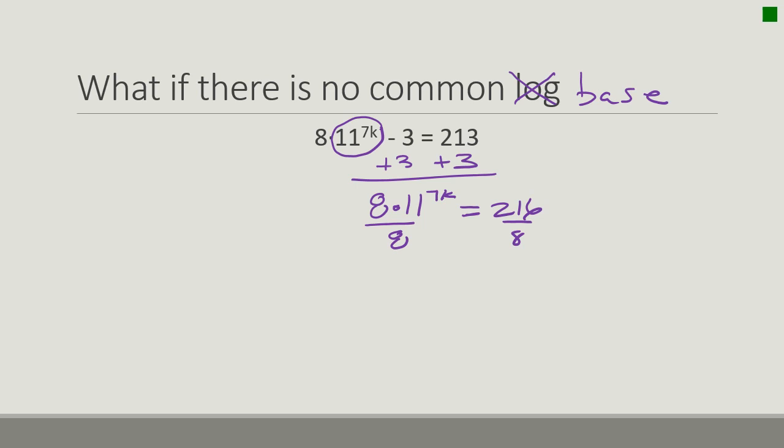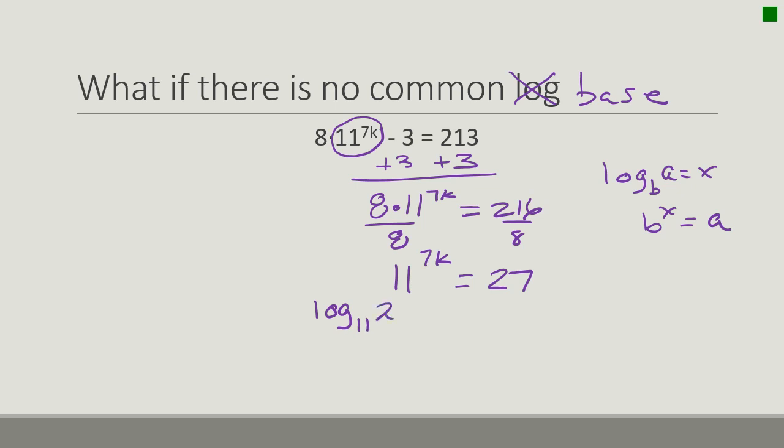216 divided by 8 is 27. So I get 11 to the 7k equals 27. Well, I know that 27 is 3 cubed, but 11 is prime, so I can't do anything with that. But what I can do is go back to my logs and rewrite that as a log. So b to the x equals a. So I'm going to go the other way. So this is my base. So I've got log base 11 of 27 equals 7k.